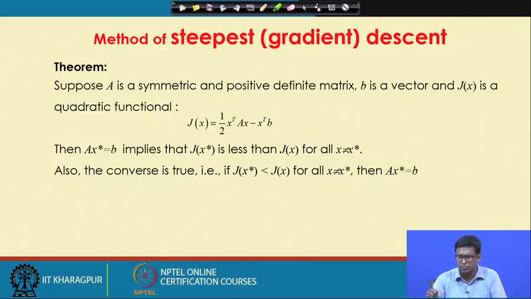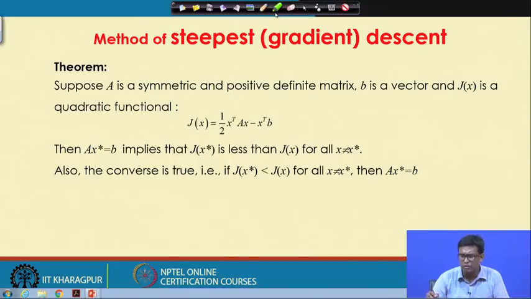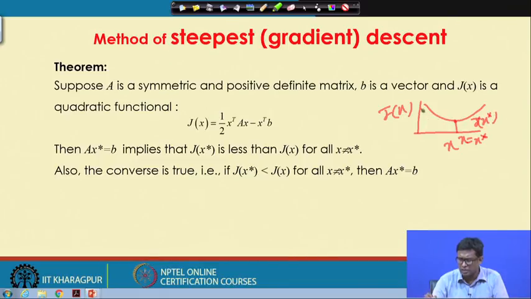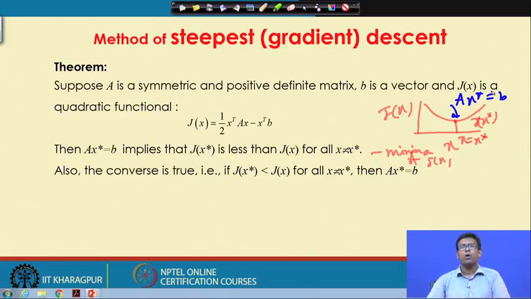So, if we think x to be a single valued vector of dimension 1 and we write that this is x and this is J(x). So, this is the J(x) functional, and here at x equal to x star, J(x star) is less than any other J(x). This is the minima of J(x), and at this particular x equal to x star location, Ax star = b is a solution.